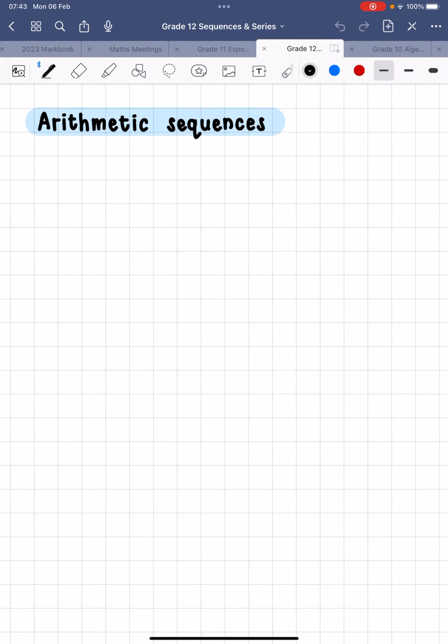Hello everyone, today we are talking about arithmetic sequences. This is a grade 12 topic. Now an arithmetic sequence is one that has a constant first difference.